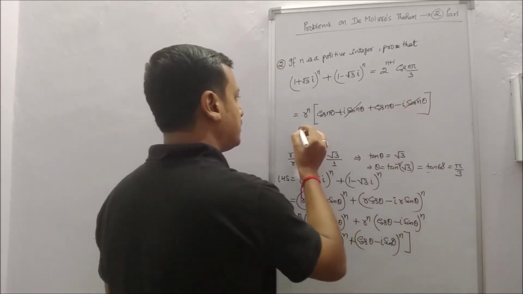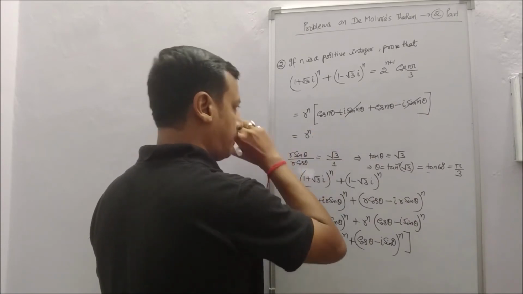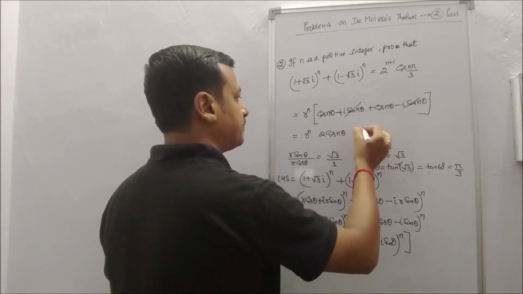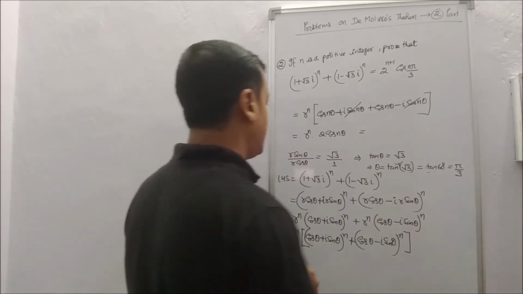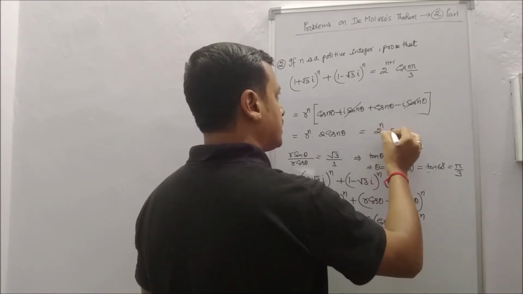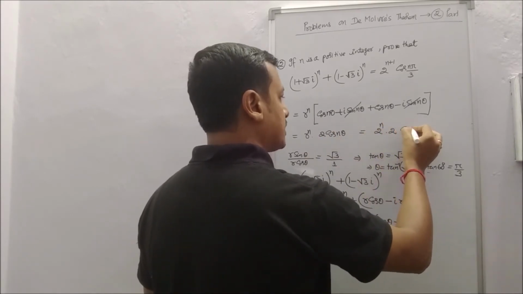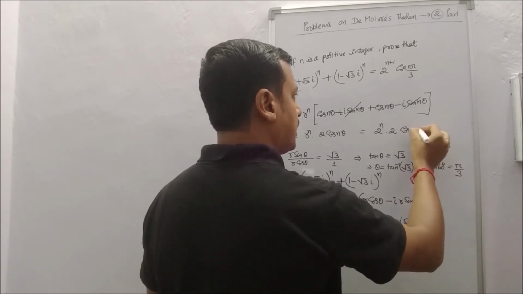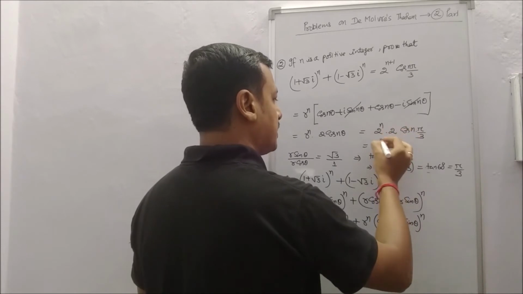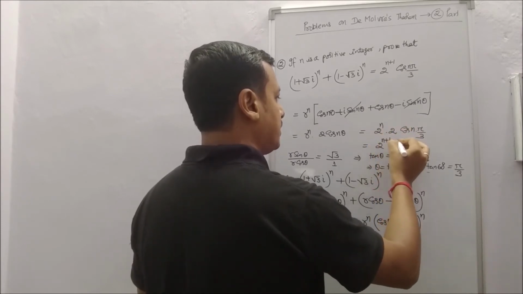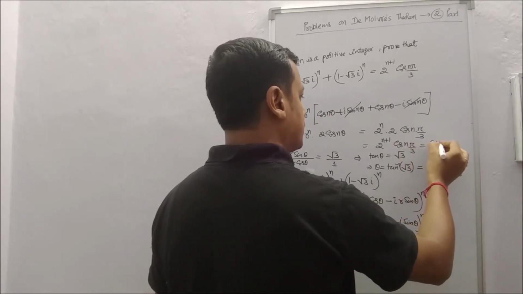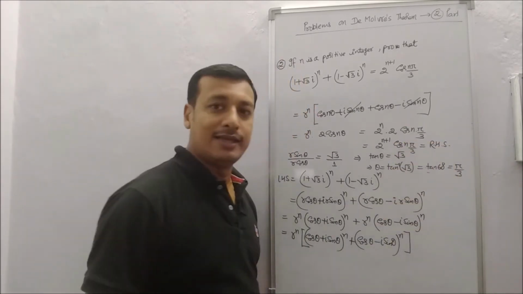This term cancels out, so we have r to the power n times 2 cos n theta. What is the value of r? The value of r is 2, so it is 2 to the power n. Then 2 cos n theta is pi by 3. So it is 2 to the power n times 2, that is 2 to the power n plus 1 cos n pi by 3, which is equal to RHS. So LHS is equal to RHS, easily proved.